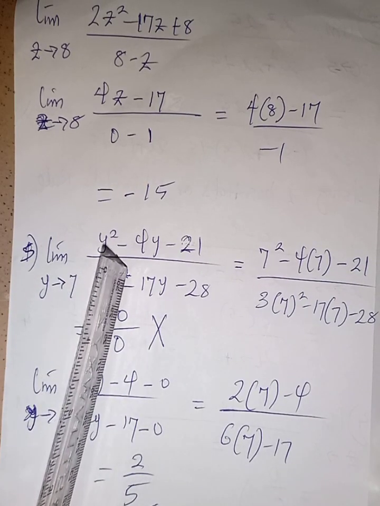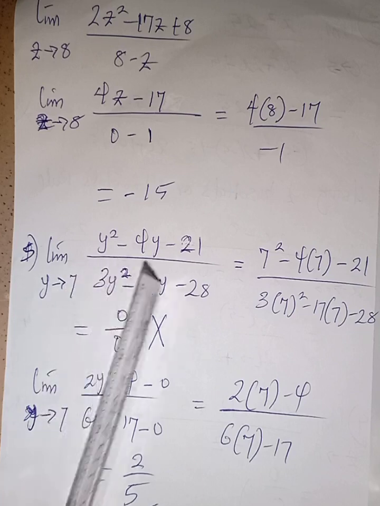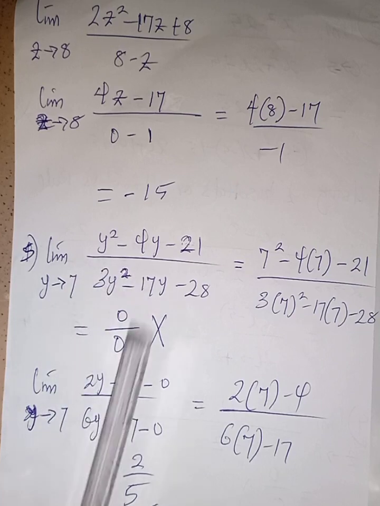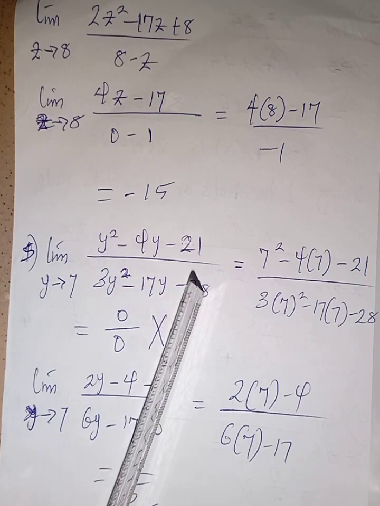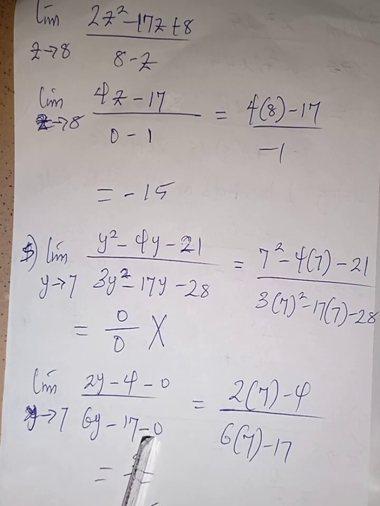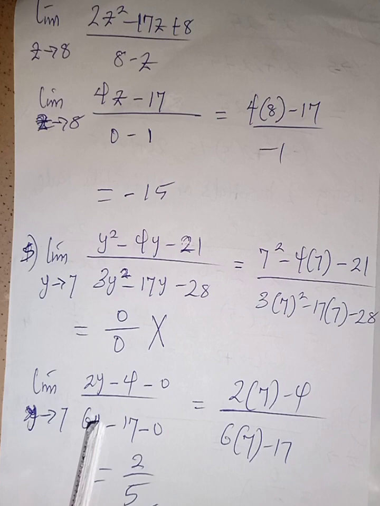Differentiating 3y squared, we're going to have 2 times 3, 2 minus 1, that is 6y. Minus differentiating 17y, the answer will be 17, which is the coefficient of the y. Differentiating 28, there's no y here, 0. Next, anywhere you see y, you put 7.